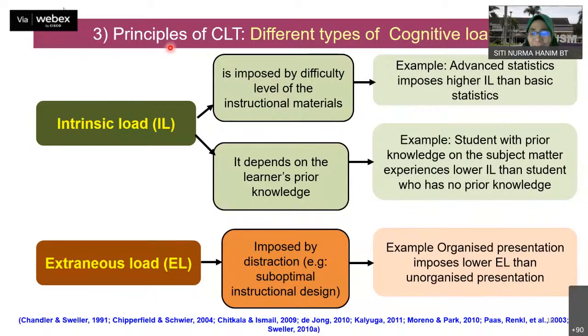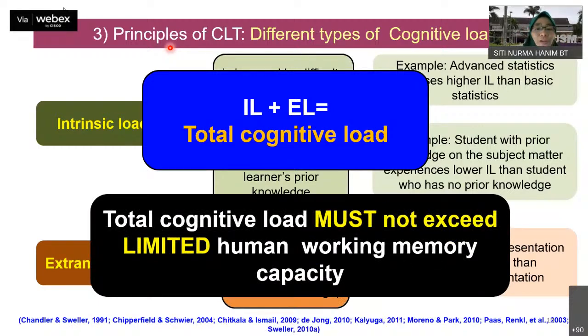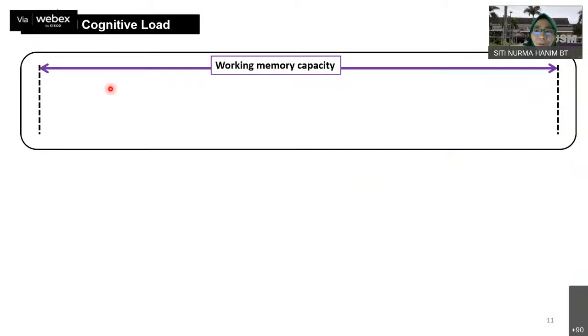Why do we need to know this? Because if we sum up these two, IL plus EL, it becomes total cognitive load. In order for learning to occur, total cognitive load must not exceed the limited human working memory capacity. Remember, human working memory can only process 7 plus minus 2 information at one time, 3 to 5 chunks of information. It can only store about 7 plus minus 2 information within 20 seconds only. All right. So perhaps to make you understand better, you can refer to this framework.